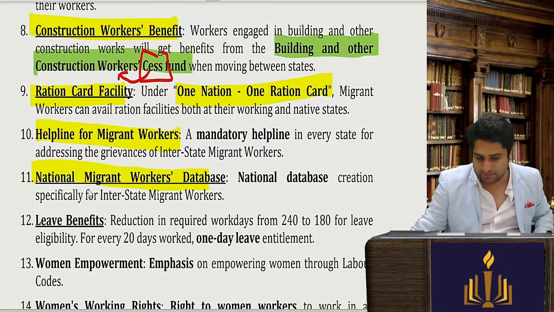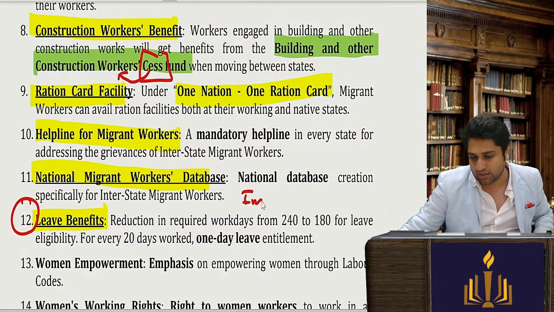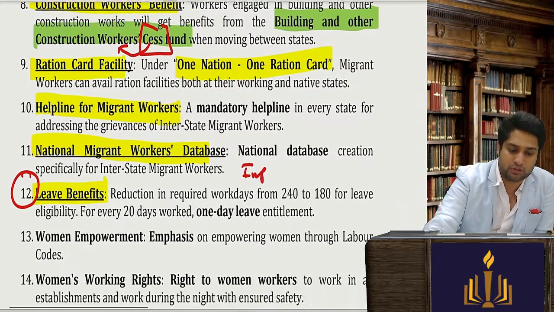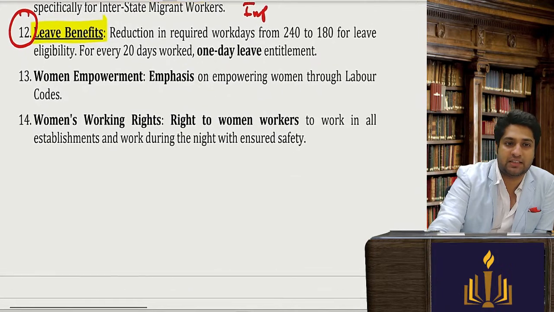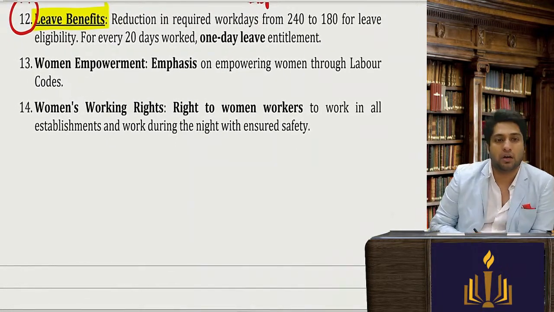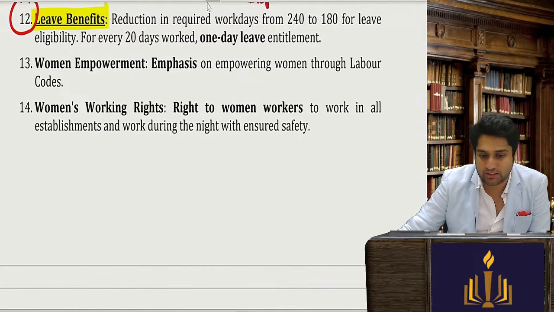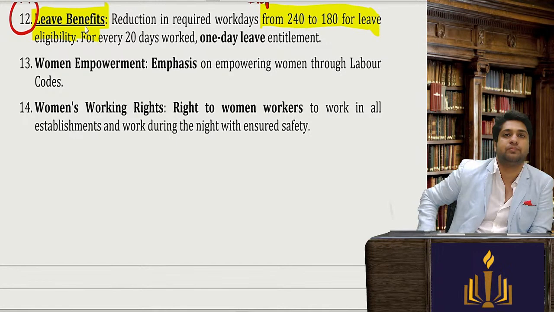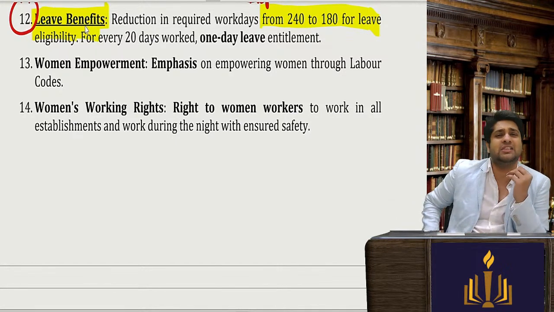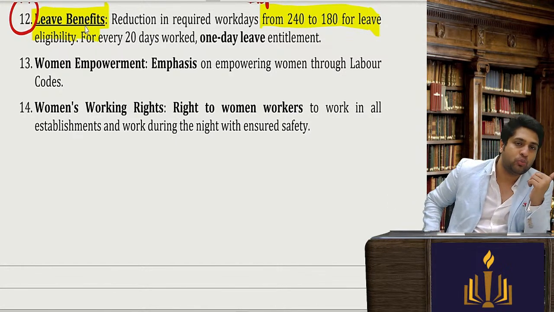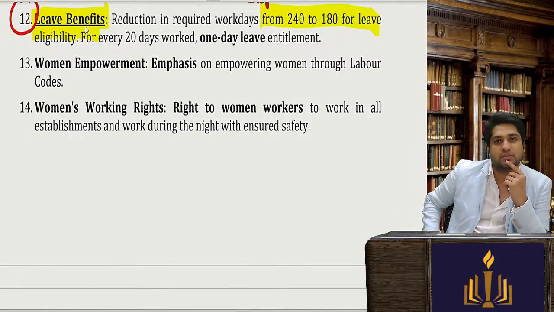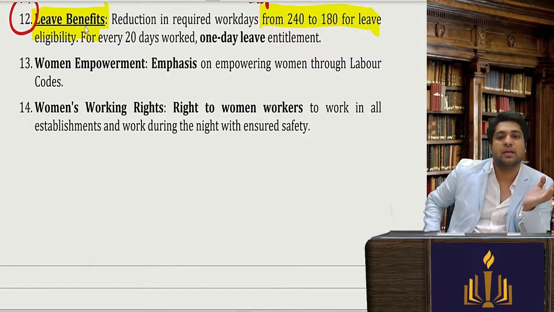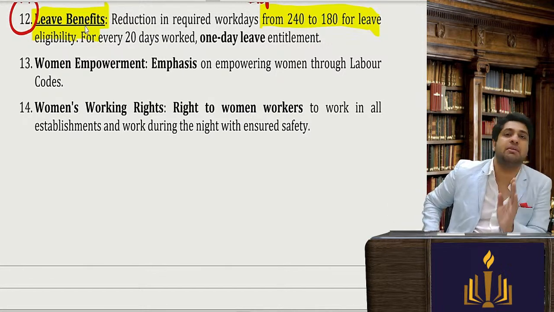The national migrant database, which I told you about. Leave benefits. Now this is very, very important. What are they saying? Again, for paid leaves, they have increased and given more benefits. Earlier, the required working days were 240, now reduced to 180 for leave eligibility. In order to be eligible for leaves, I had to work in the last year for some number of days. So they said that in the last year, if I had worked for 240 days, then I became eligible for leaves.